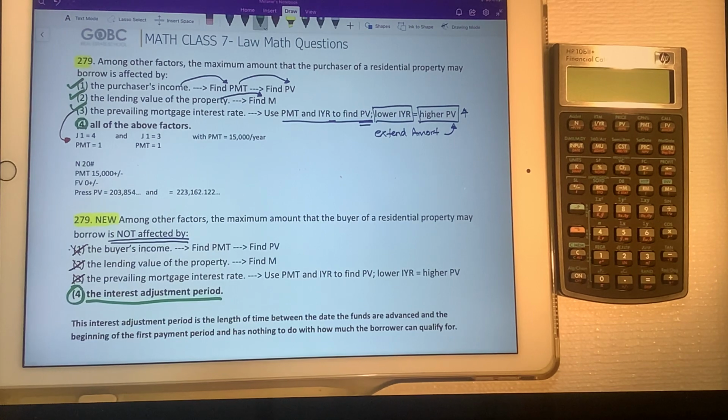Okay, so you don't need to remember this. Unless you're a mortgage student, then you should remember this. But if you're a real estate student, you don't need to remember that. I just figured if I didn't explain it, you guys would send a ticket asking what it was. So it's not affected by that interest adjustment period.